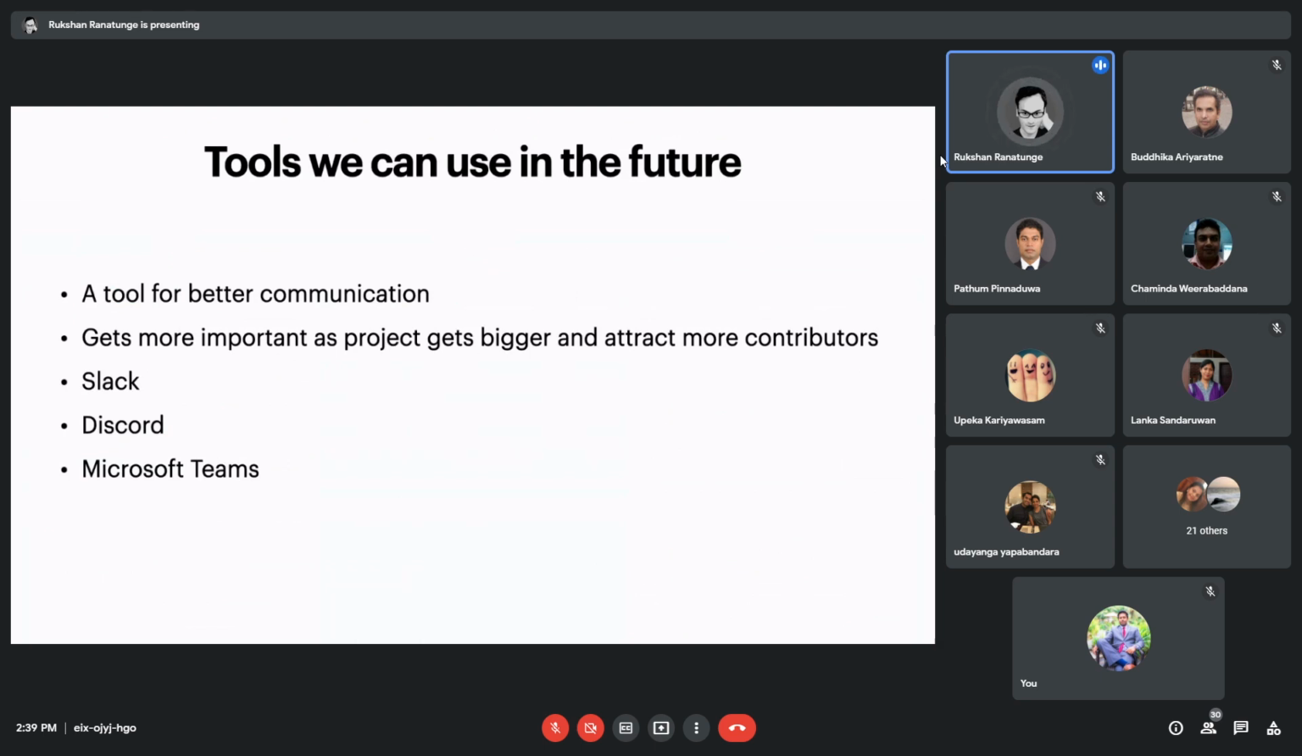And when it comes to tools we would like to use in future for any open source project, it is important to have a good communication channel. So when it comes to communication, we might think that we can use WhatsApp or Viber, but unfortunately, when the project gets bigger and we have to coordinate among a large number of people, WhatsApp and Viber, these kinds of instant messaging platforms have limitations. So there are specific tools we can use to communicate with a large audience. One of the most used tools are Slack, Discord, and Microsoft Teams.